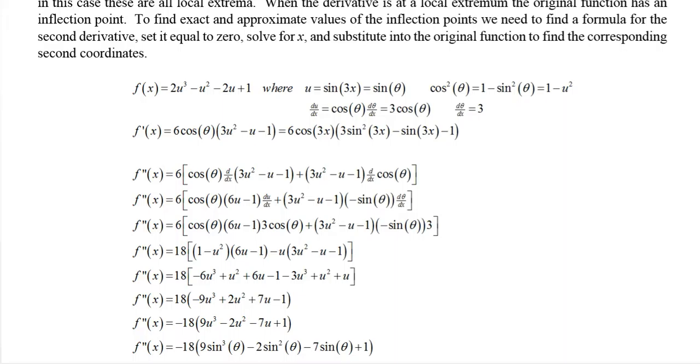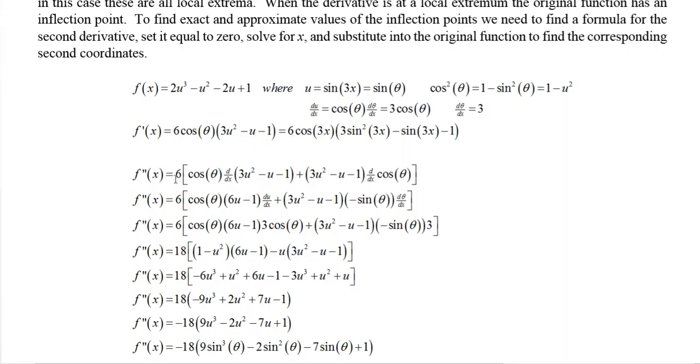We can do a derivative there and get 6u squared. I'm sorry, that's the first derivative. That's the first function. The original function is that. The derivative is 6 cosine of theta times 3u squared minus u minus 1, or here it is all written out with x's. And so now I'm going to do another derivative of that to get the second derivative.